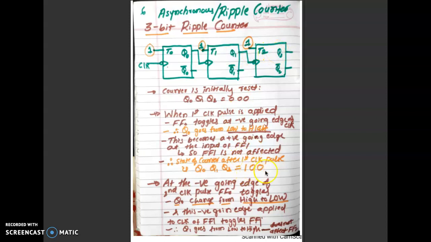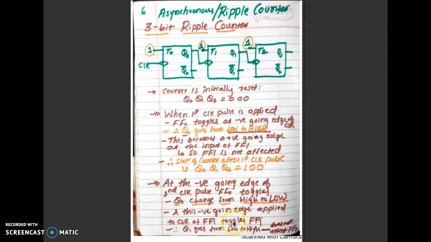So 100 is the state of the flip-flops, the state of the counter. The counter consists of a set of flip-flops. It is going to become 100. Next, we are going to consider the second clock pulse's negative edge arriving.